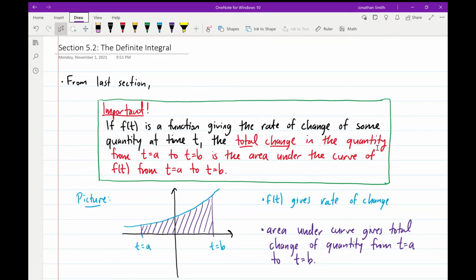Hello, Math 122. In this video, we'll be talking about section 5.2, where we introduce the definite integral. So I'll start off with a bit of a review from last time.